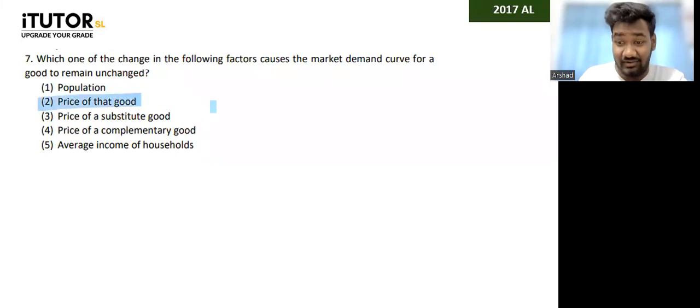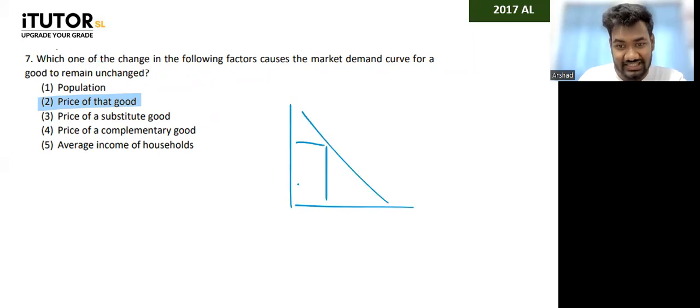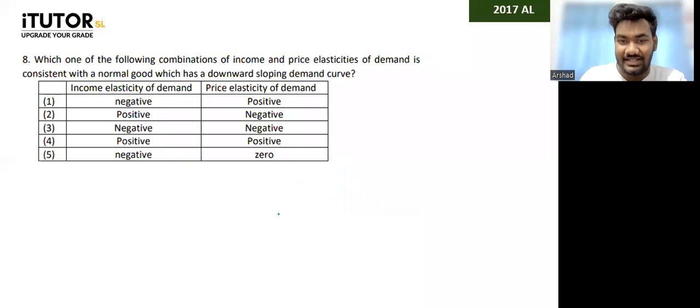second one, right? When the price of the good changes, the market demand curve remains unchanged. It will only be a movement along the curve. When the price changes, it will go up and down, but the demand curve does not change. So it's number 2. If population increases, demand will increase. If population decreases, demand will decrease. Okay, right. Go into question 8.